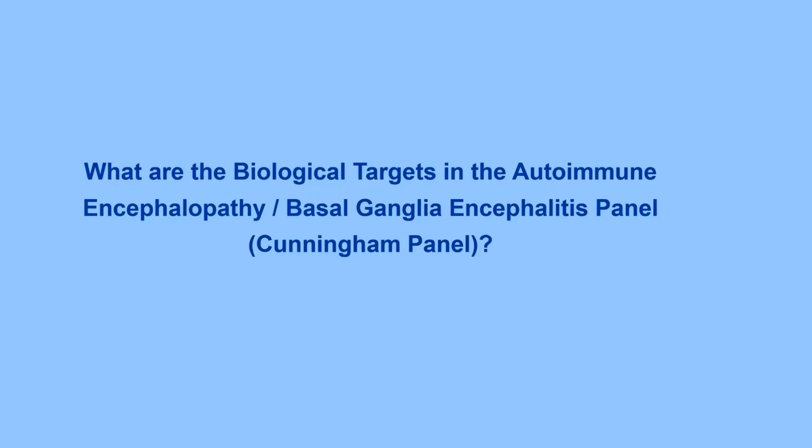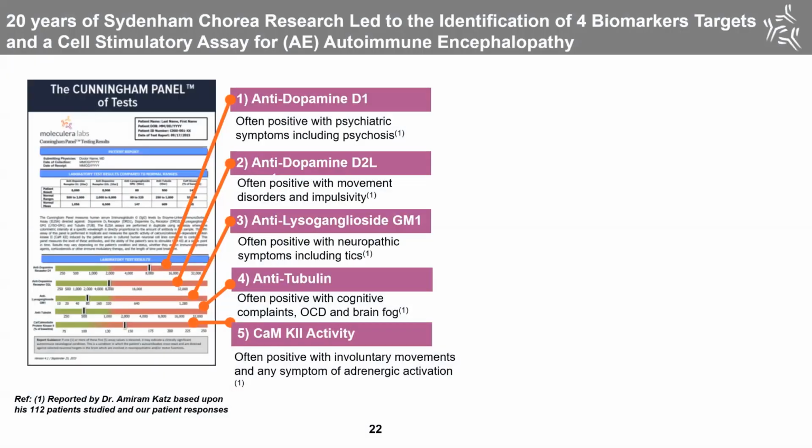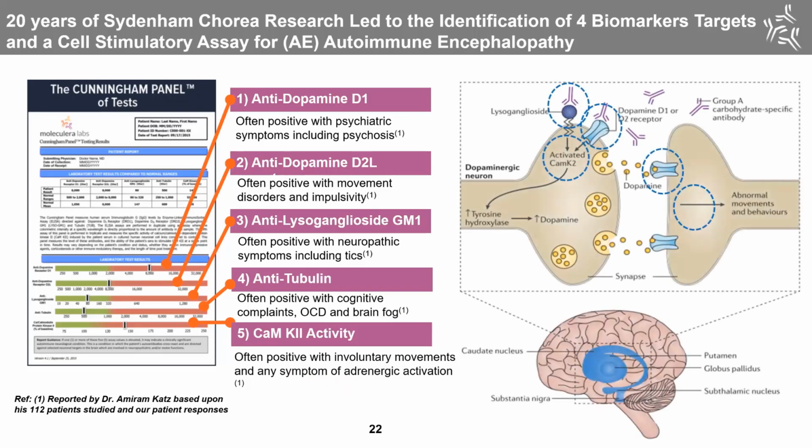What are the biological targets in the autoimmune encephalopathy or basal ganglia encephalitis panel that we call the Cunningham Panel? There are actually 5 different targets. There are 4 that are direct binding to them, and a 5th one that is actually a stimulatory activity based on an antibody that stimulates a particular enzyme. I'll talk about that in a minute.